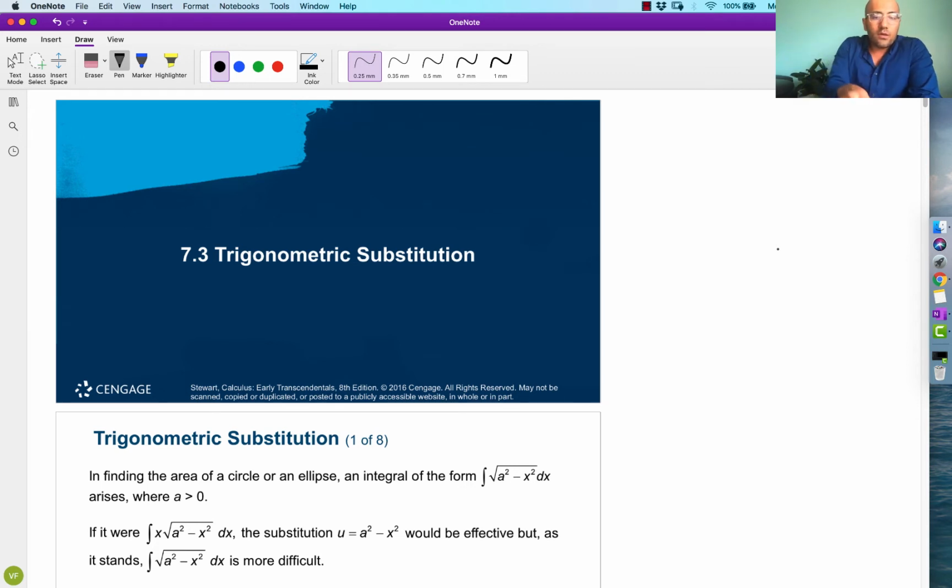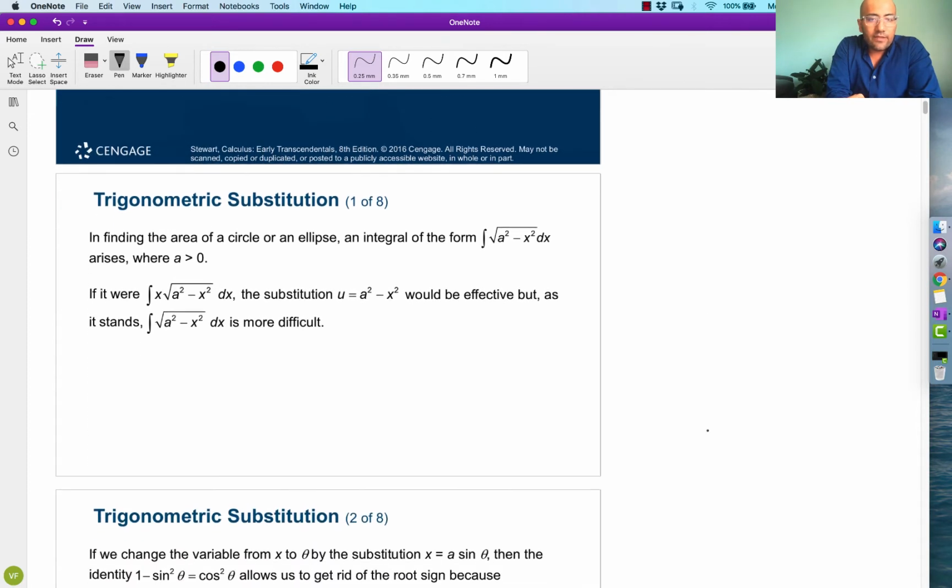Okay. So the patterns we're going to be focusing on in this section fit something like this. The integral of a giant square root, right? So the square root of some constant squared minus x squared dx, right? So a is a constant, x is the variable of integration. Good. And this is where we're only going to be considering cases where a is some positive value.